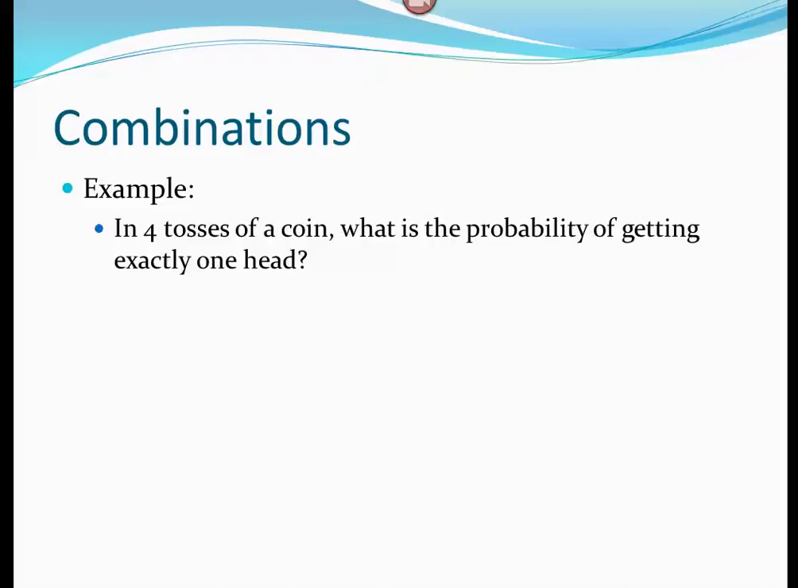getting exactly one head. Now, in the multiplication rule that we looked at, we know that that applies when we have one event followed by another. And so this is an example of that type of situation where we're tossing a coin 4 times. Every time we toss it, there's a 50% probability it's going to be a head. But what we want to know is what's the probability that of those 4 tosses, we only get exactly one head, which means a head and 3 tails.